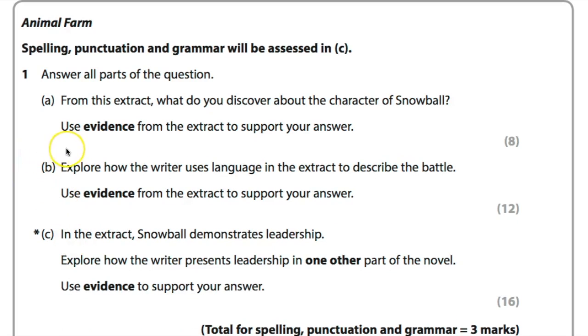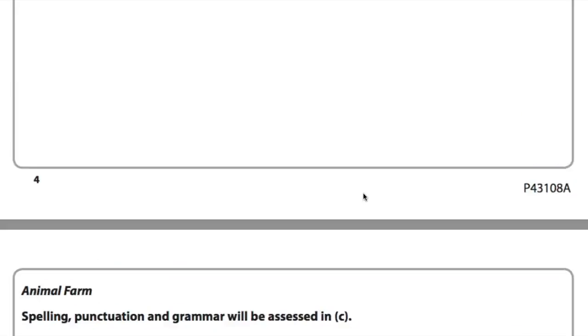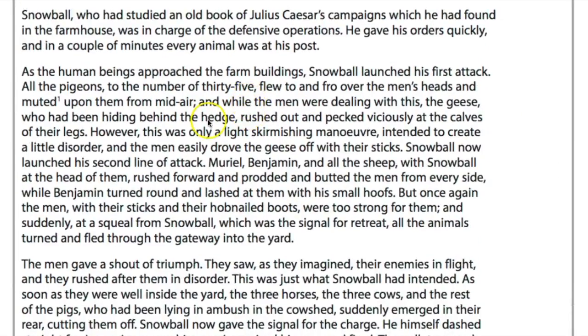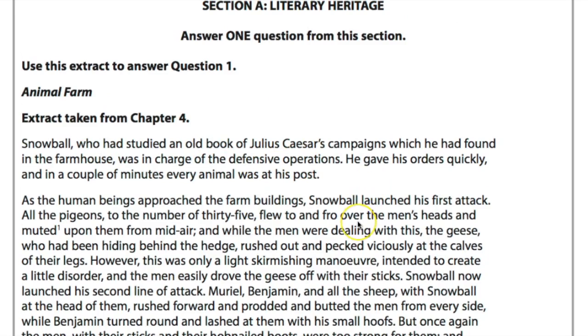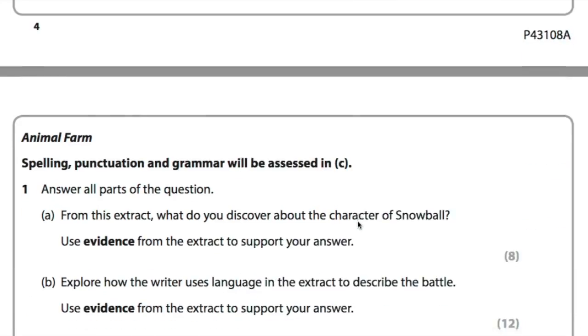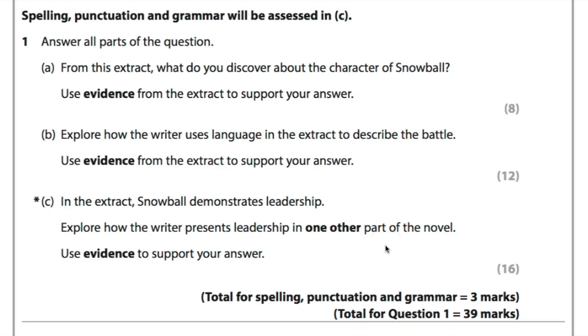So let's jump down to question 1B now. Explore how the writer uses language in the extract to describe the battle. Use evidence from the extract to support your answer. Now, this is a slightly trickier question, which you'll obviously see by the fact that it's 12 marks here rather than 8 for the previous one. And they're not just testing your ability to analyse this extract from Animal Farm, they're also testing you on your vocabulary and your knowledge of literary terms.